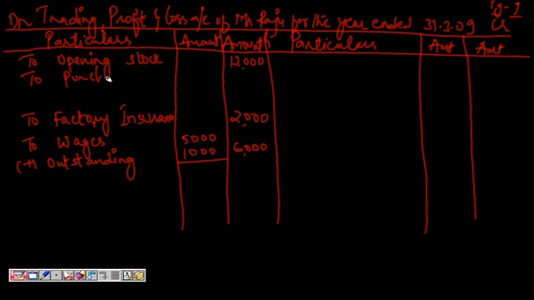So to purchases, the value of purchases given is 95,000. So write in inner column. For the time being I am writing in the inner column. When I come to the returns outwards, I will subtract it.